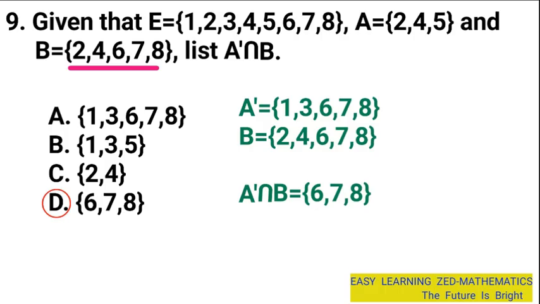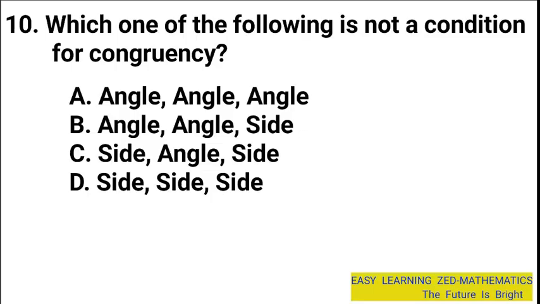Let's go to question 10. So question 10 was, which of the following is not a condition for congruence? A, angle, angle, angle. B, angle, angle, side. C, side, angle, side. D, side, side, side. So the one which is not a condition for congruence is A. Okay, angle, angle, angle. All right. Okay, now let's go to section B.